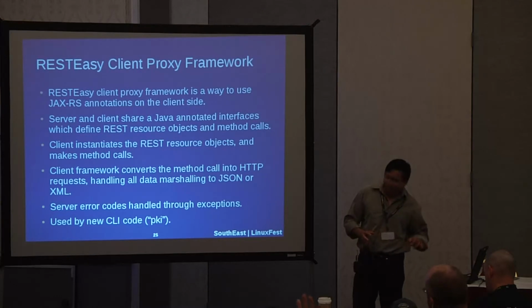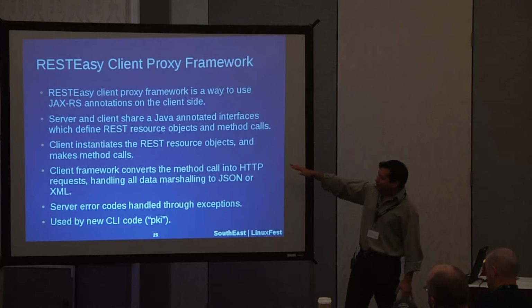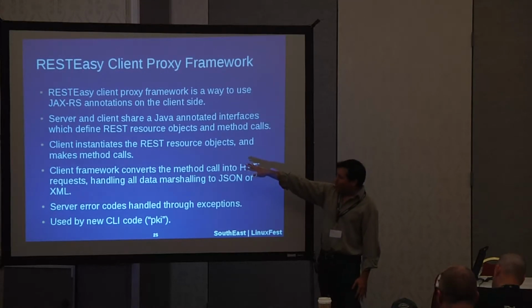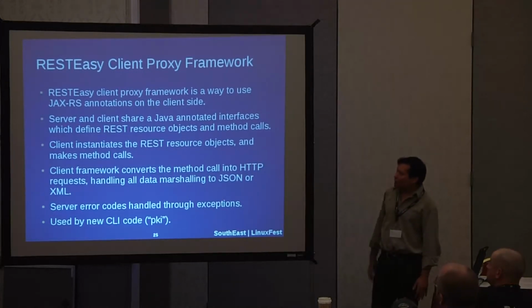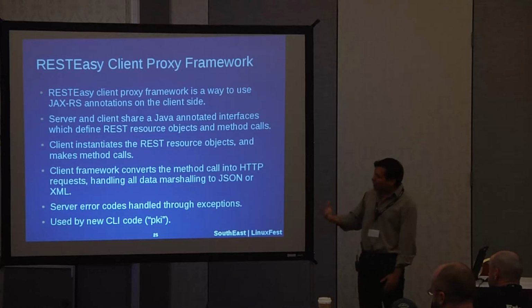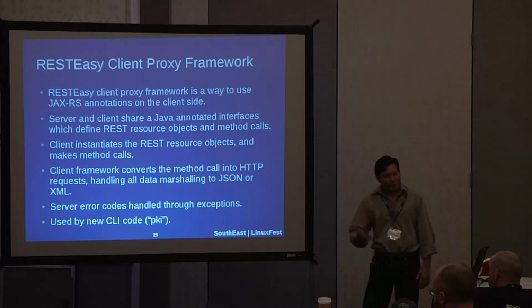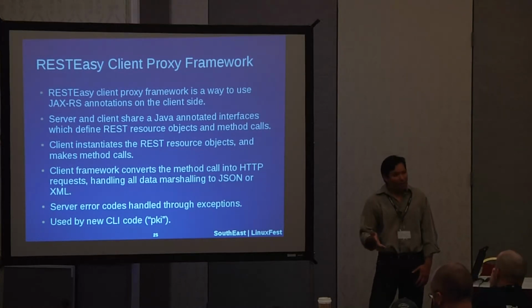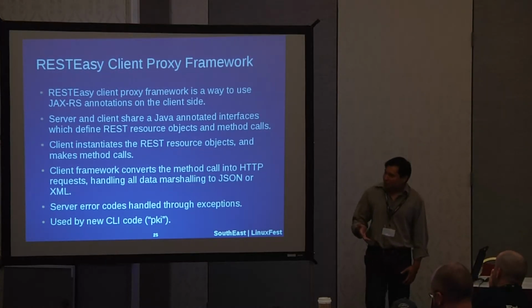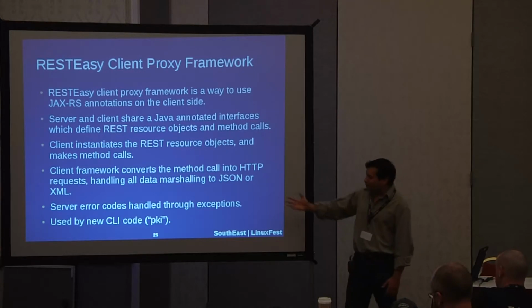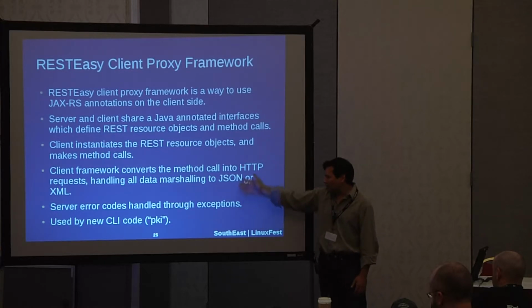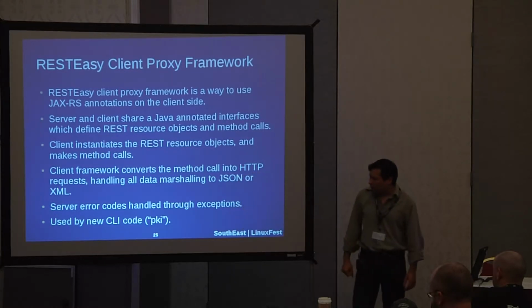And I'll show you, hopefully, if I can figure out how to get it to display, a bit of code that does that. The client, again, instantiates these REST resources and creates proxy objects, and these proxy objects handle all the things you have to do. All you're doing at that point is making method calls on these objects rather than trying to do all these other things. The client framework will then convert it to HTTP requests and marshal it to either JSON or XML, and then ultimately it goes on to the other side.